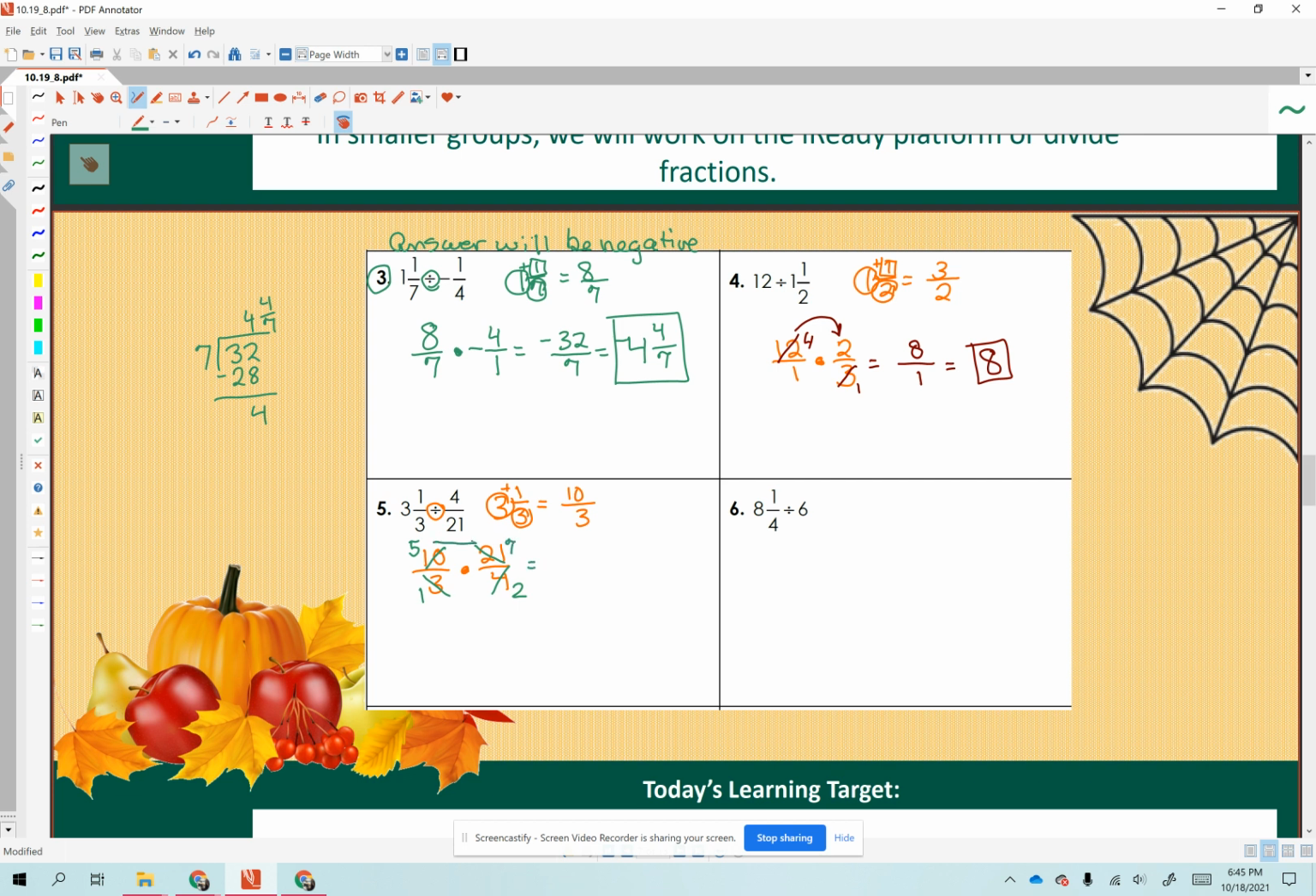Now we'll multiply straight across the numerators. 7 times 5 is 35. 2 times 1 is 2. And when we divide 35 by 2, we get 17 and 1/2.